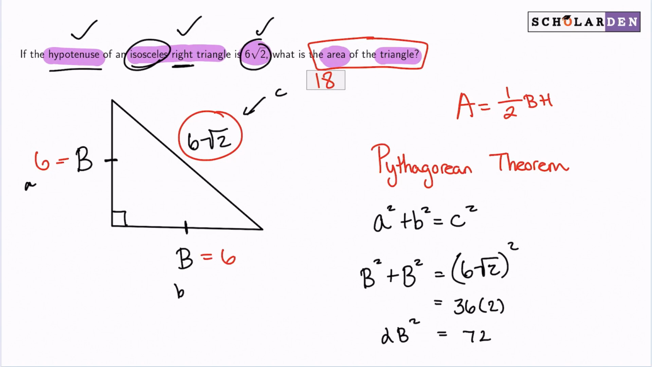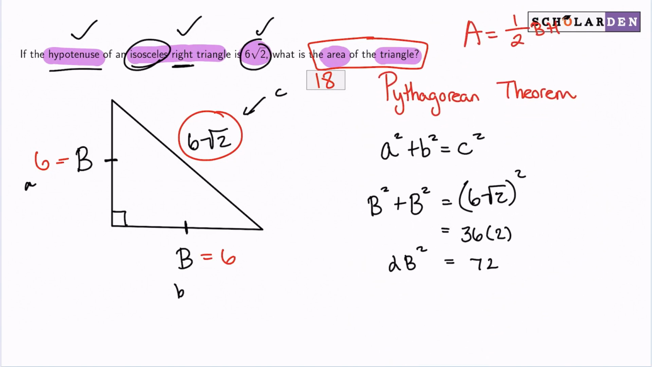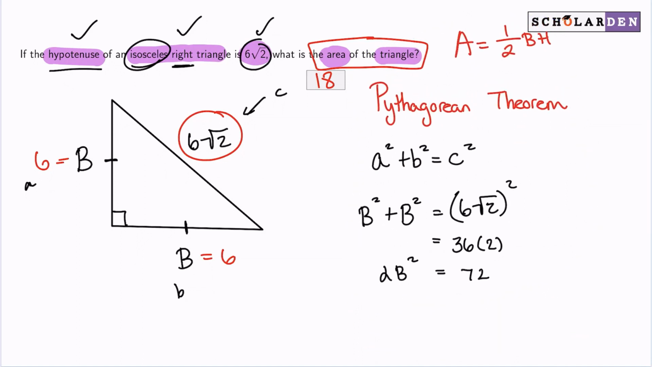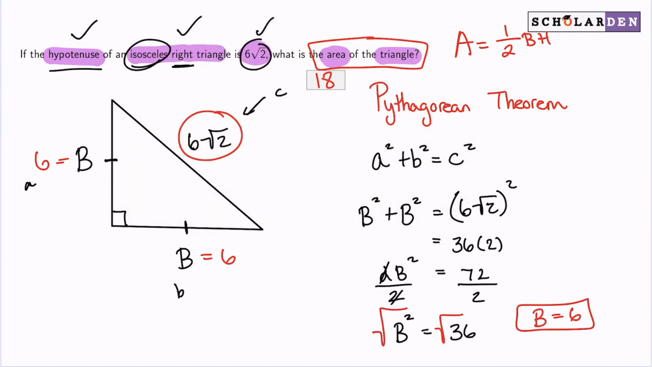From here, let me allow myself to move my work up. That way I have a little more space to write. So we will divide by 2 on both sides, giving me b squared equals 36. And then lastly, by taking the square root of both sides here, I'll receive b equals 6. Just like that. So 6 and 6, remember it's isosceles, so both the base and the height are the same.